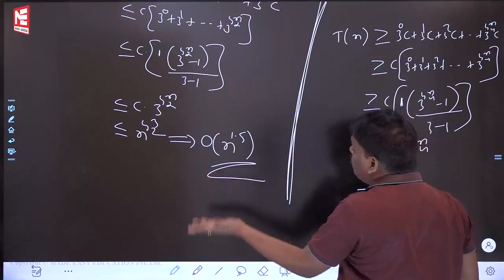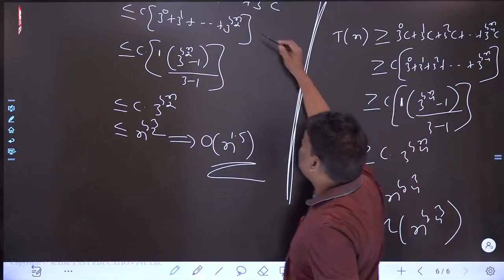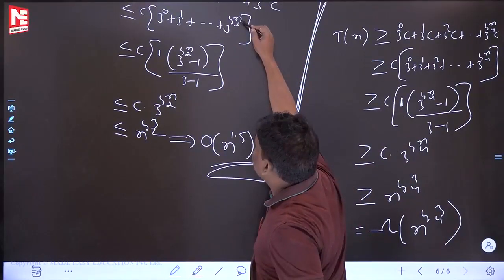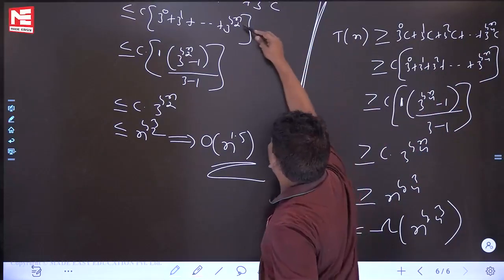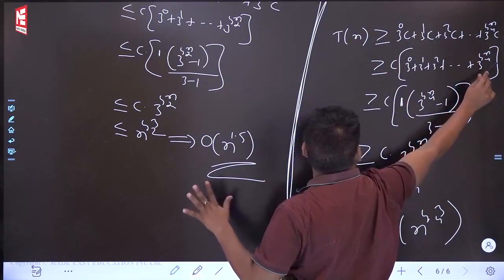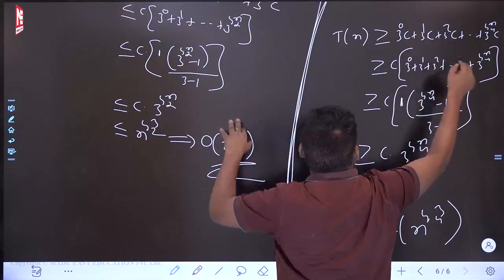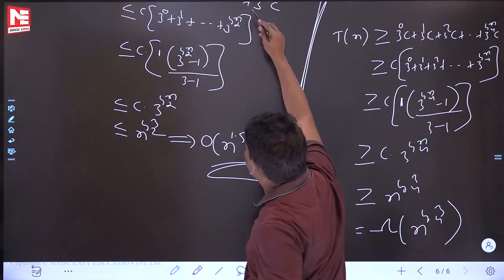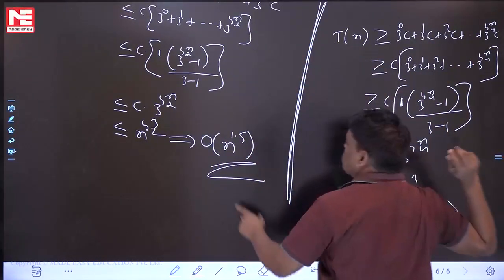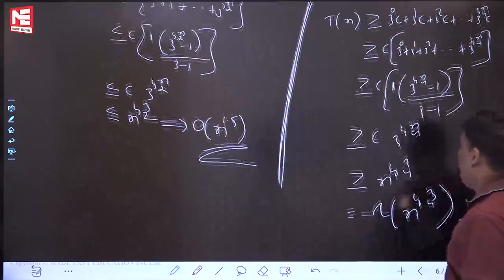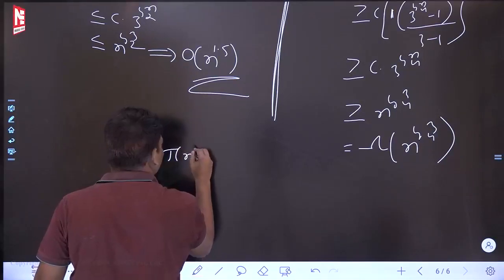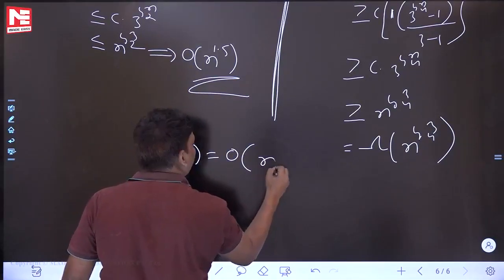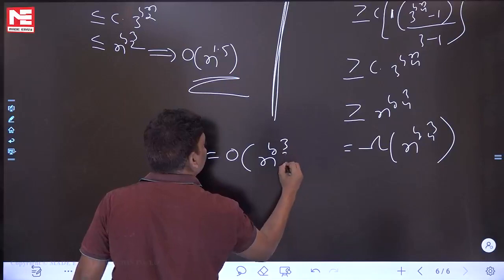If the constant is below, there is no problem. If the constant is above, that matters. The series is until log n base 2, here log n base 4. So this is going to be big, this is going to be small, that's okay. But the difference is by only a constant, it's okay. But in the power, n square is different, n cube is different. So it is the upper bound, it is the lower bound, both are not equal. So theta is not possible. So what is the answer? Tn is big O of n power log 3 base 2.